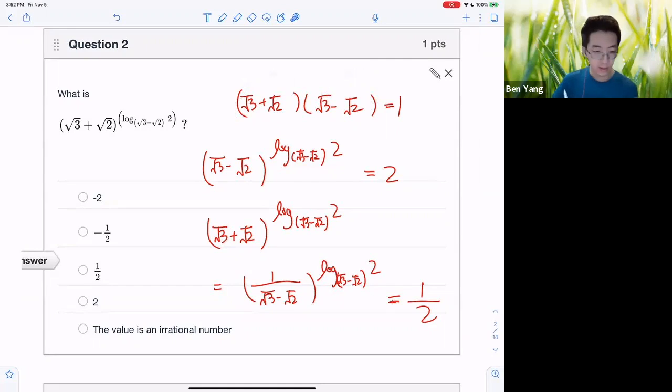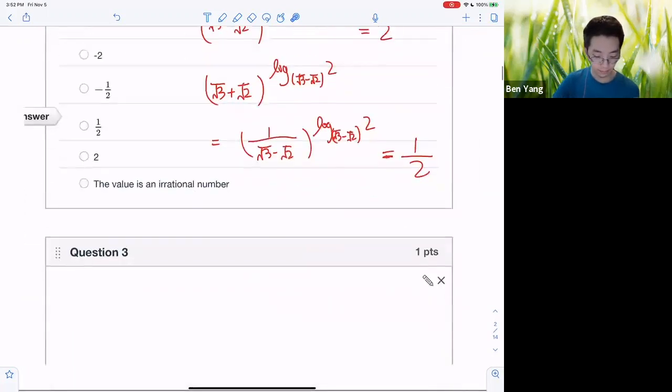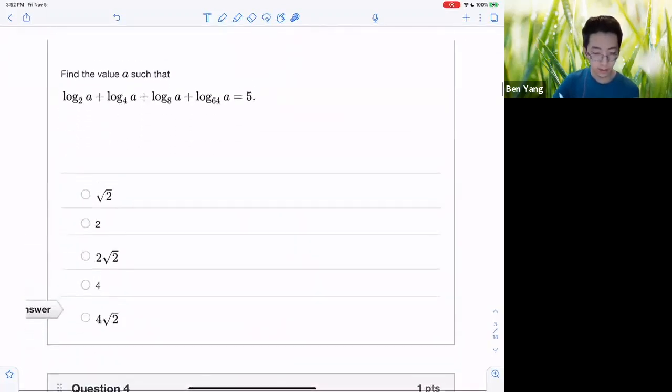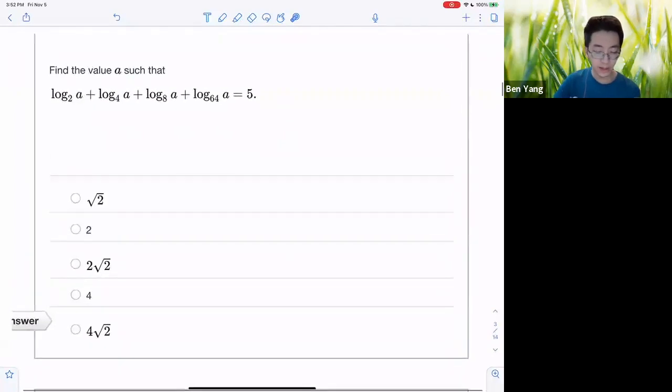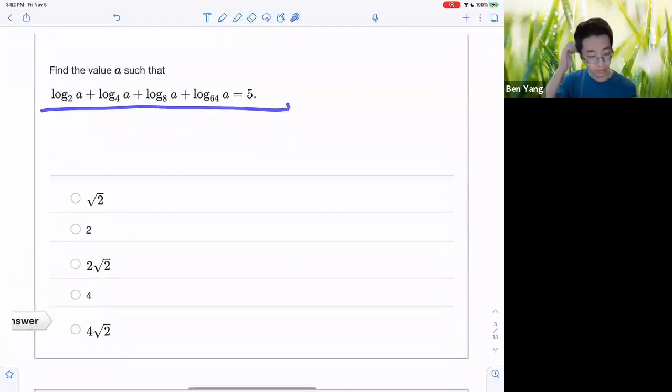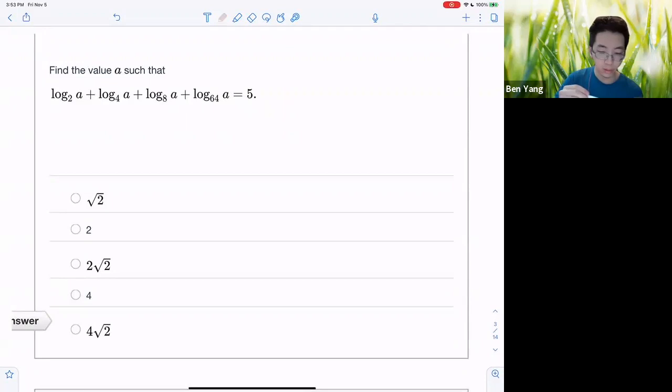Okay, next one. Find the value of a such that this is true. Okay. So I see those two logs, they have different bases, right? 2, 4, 8, 16, 64. So let's make them the same.